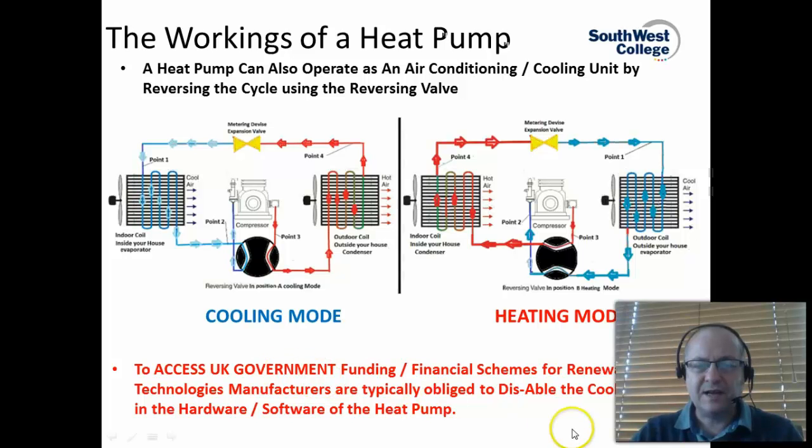However, to access UK government funding, financial schemes for renewables, technology manufacturers are generally obliged to disable the cooling mode in the hardware and/or the software of the heat pump, such that it cannot be run, because the government does not want incentives to be used for putting air conditioning in people's houses. The heating is what the renewable heat incentive is intended to target.